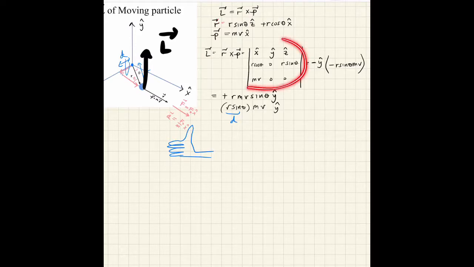Or you can just take the cross product, write things out. Okay, sorry if I butchered that. I tried.